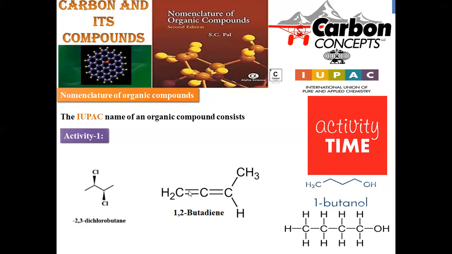This is the system called cumulative double bonds. Cumulative double bonds are nothing but double bonds present just adjacent to one another. One is double, one is single, one is double, one is single: that is called alternate double bonds. This is called cumulative double bonds. So within the system, we have double bonds exactly adjacent to each other: carbon double bond carbon double bond carbon single bond carbon.